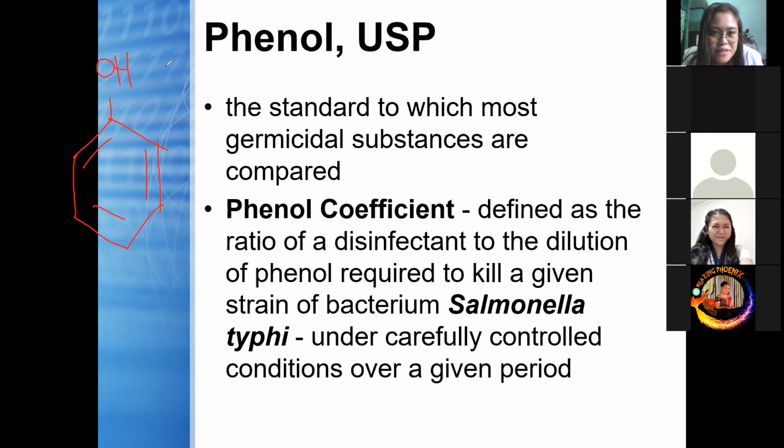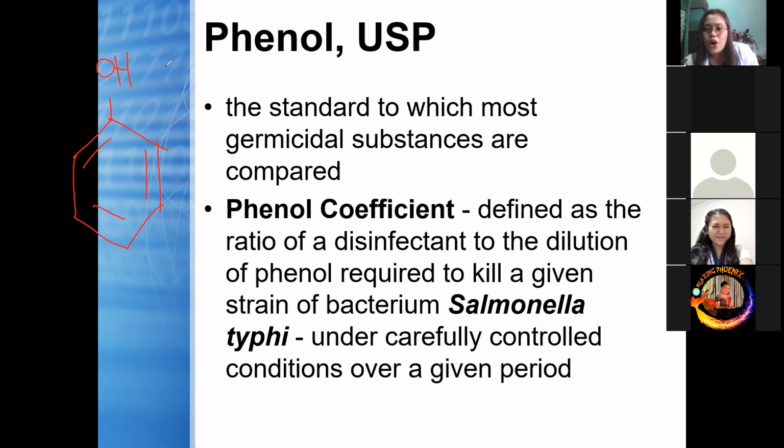The phenol USP is actually our anti-infective against which all of our germicidal substances are compared. Meaning, a substance is accepted as a germicide only if its action is comparable to phenol. This was the very first one used, remember Joseph Lister. After Joseph Lister used it, it became a standard. So a chemical must reach the ability of phenol before it is accepted as a germicide. We call it phenol coefficient.